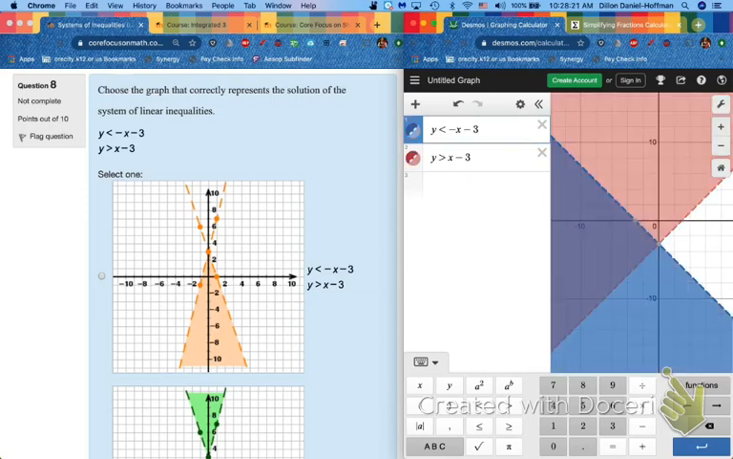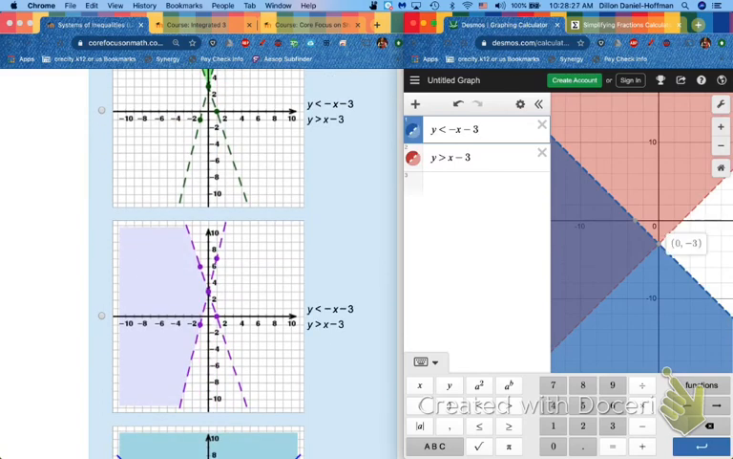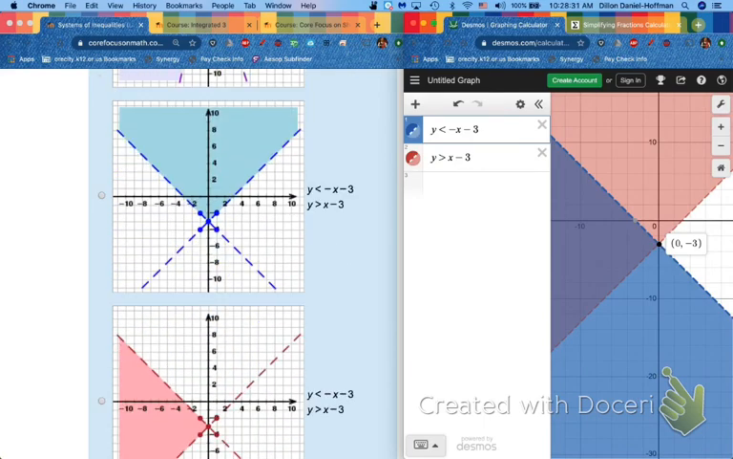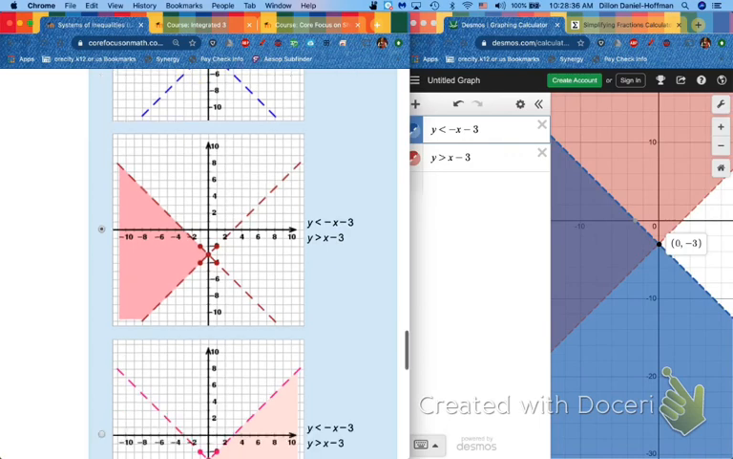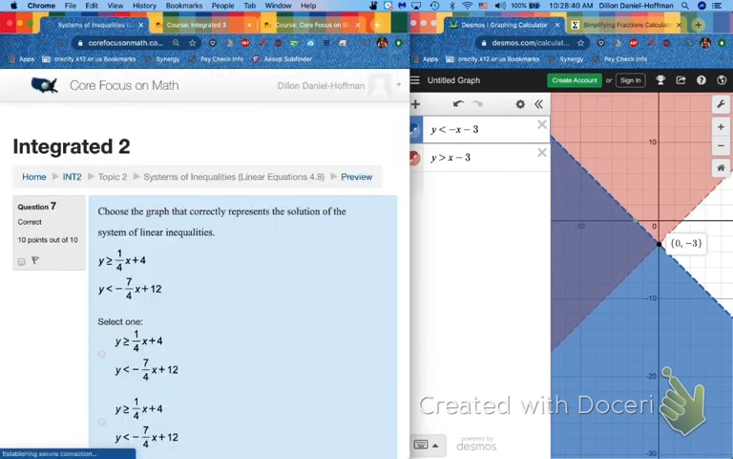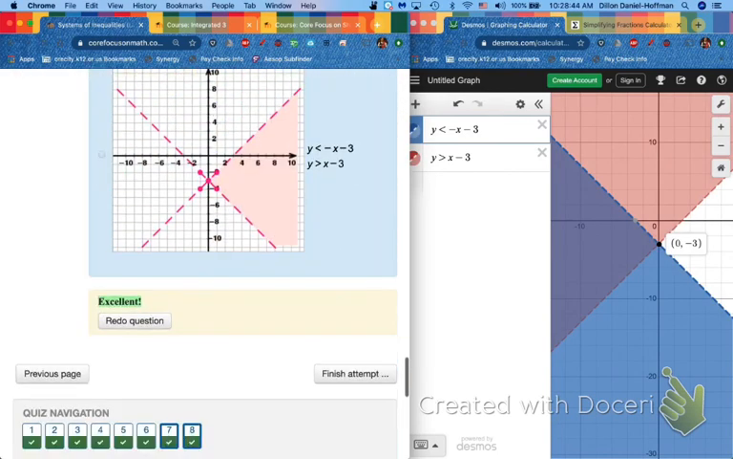Focusing on the blue. I've got the purple on the left now. This point is going to be 0, -3. That's above. 0, -3 is right here. It's got to be that one. Okay. 8 for 8. The doubles. Wendy's 4 for 4.